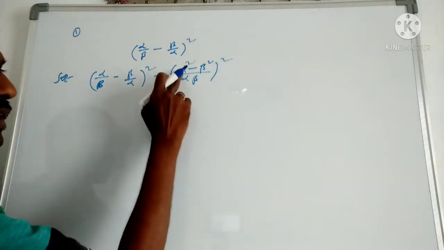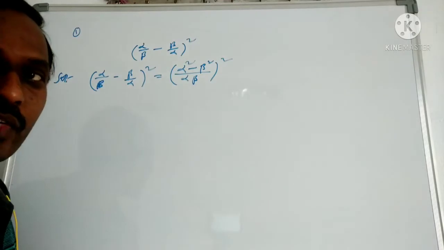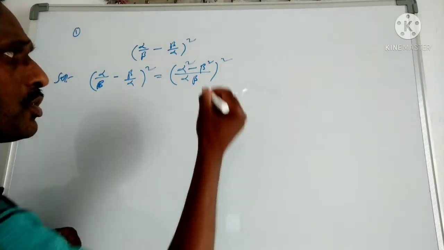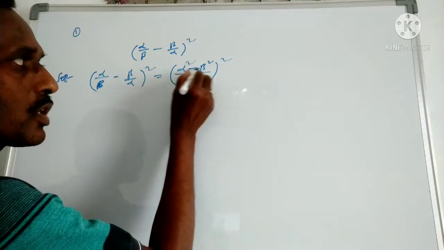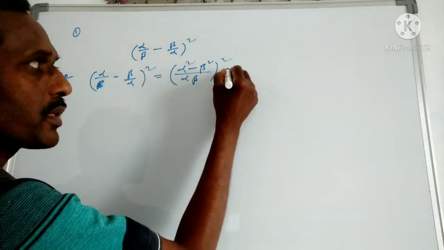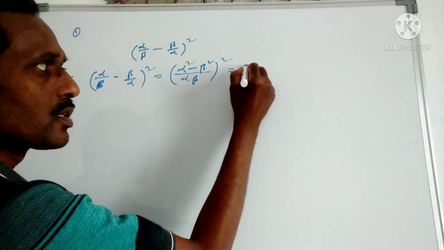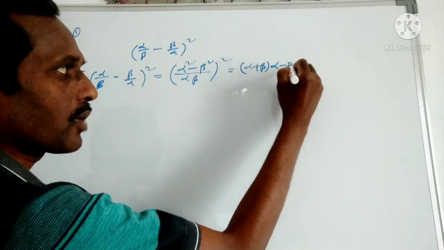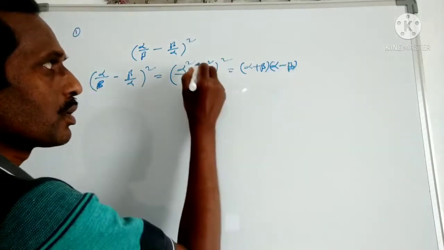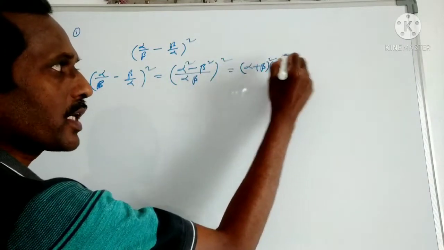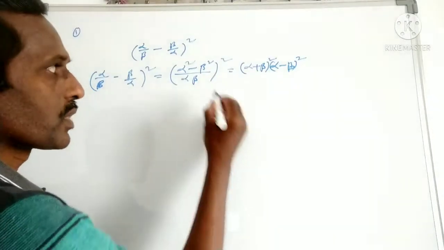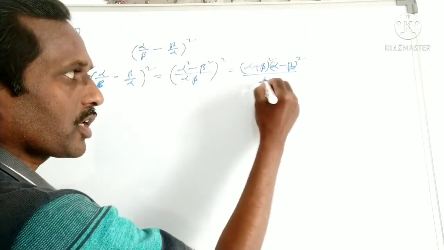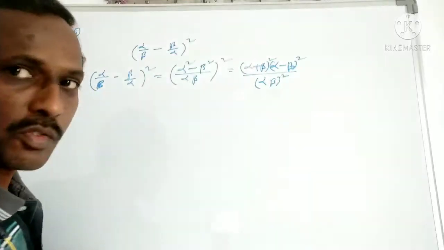Then here we require a square minus b square, and we cannot find the value directly. So for that, what will you do? We will convert it into a square minus b square, which we can write as a plus b into a minus b. So I am going to write alpha plus beta into alpha minus beta, whole square, so the square applies to both factors, and the denominator also gets squared, so we can write it as alpha beta of a whole square.